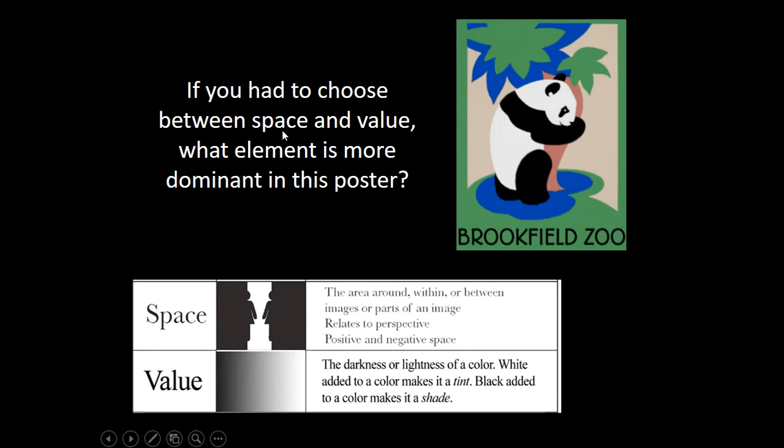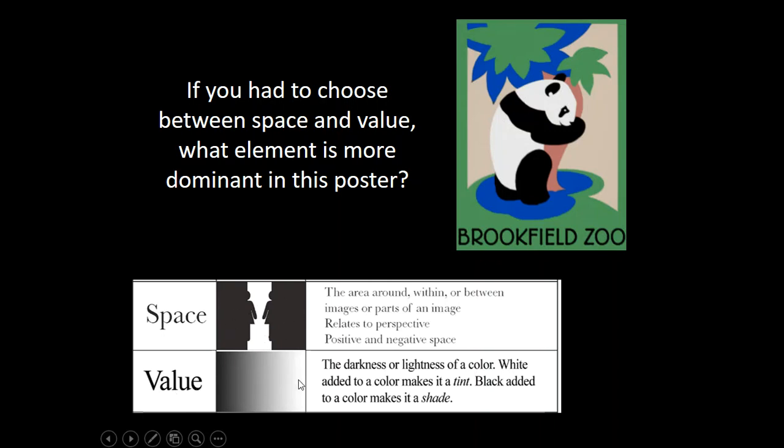If you had to choose between space and value, what element is more dominant in the poster? Space, so the area around, within, or between images or parts of an image, and it relates to perspective. And we have positive and negative space. So in this image right here, depending on whether you're looking at the two people or the trophy, it's kind of an optical illusion, which is the positive and which is the negative space. But this gives a really good example of the way space fills a composition.